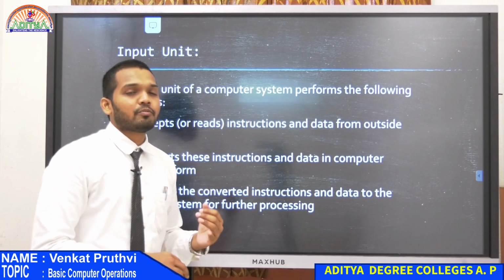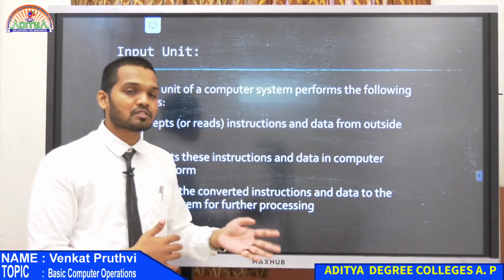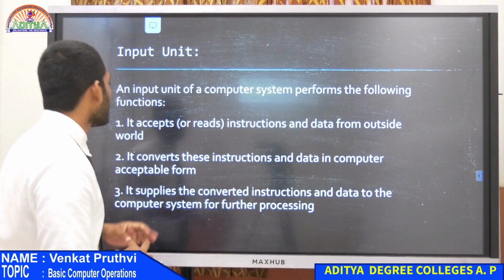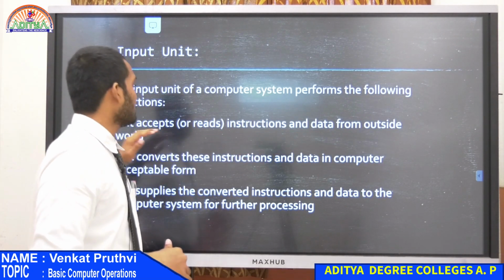We were only talking about feeding an input to the computer, or feeding the data into the computer system. That is what we were talking about. So, the same thing is over here. It accepts or reads instructions and data from the outside world.